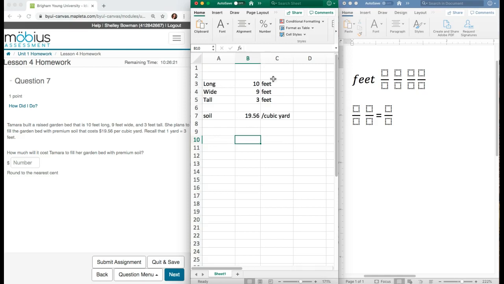Okay, so the first thing I've given us is the information given in the problem. I have 10 feet long, 9 feet wide, 3 feet tall, and we want to find volume. To find volume, that's length times width times height. So right here, I need to type equals, and since I have all of these here, I'm just going to cell reference instead of typing them in. I could type them in if I wanted to, but it'd be faster just to cell reference.